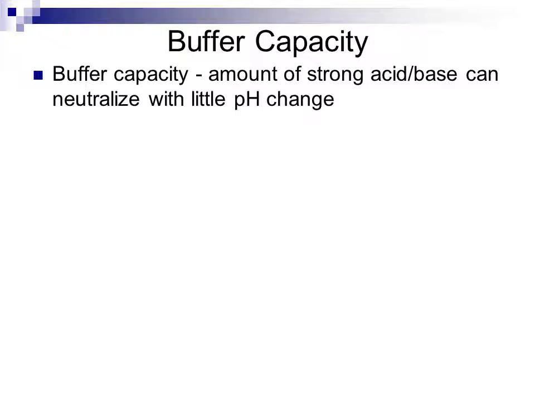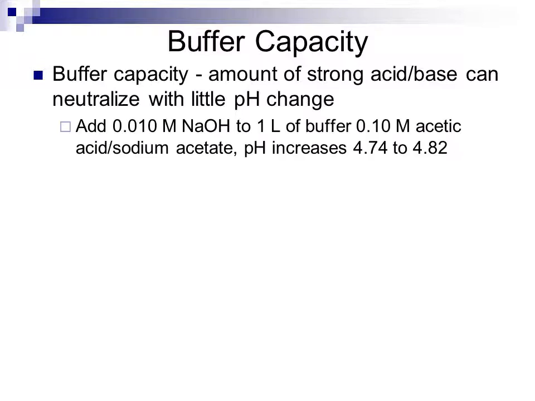Buffer capacity is what we refer to when we talk about how much strong acid or strong base can be neutralized with very little change in the pH. So for a 0.01 molar amount of sodium hydroxide added to a 1 liter solution of a buffer of 0.1 molar acetic acid and sodium acetate, the pH will increase from 4.74 to 4.82.